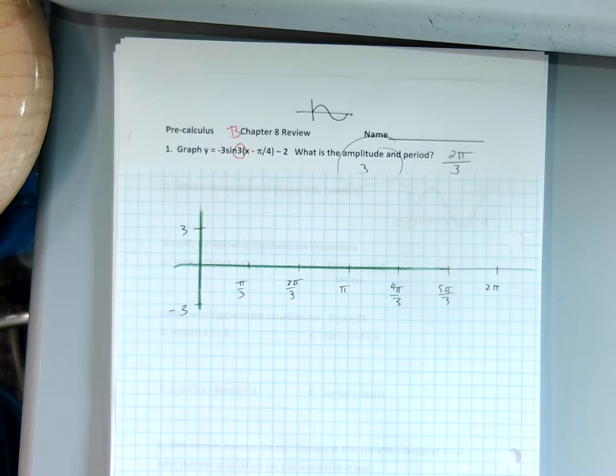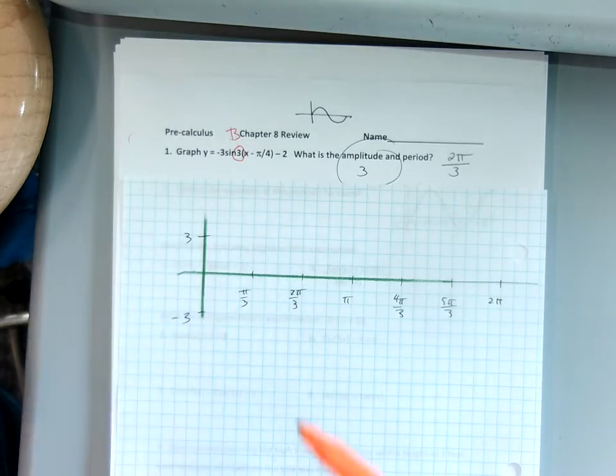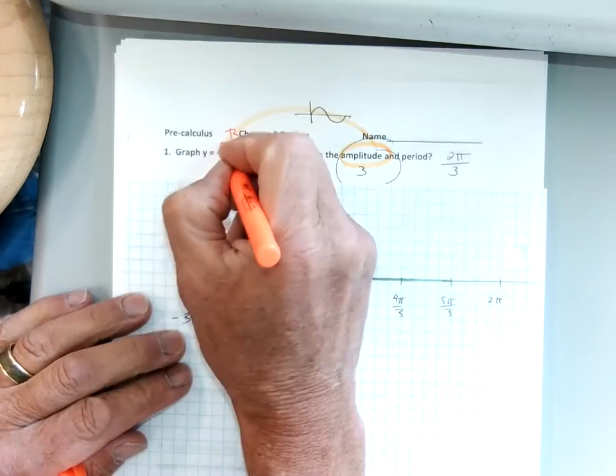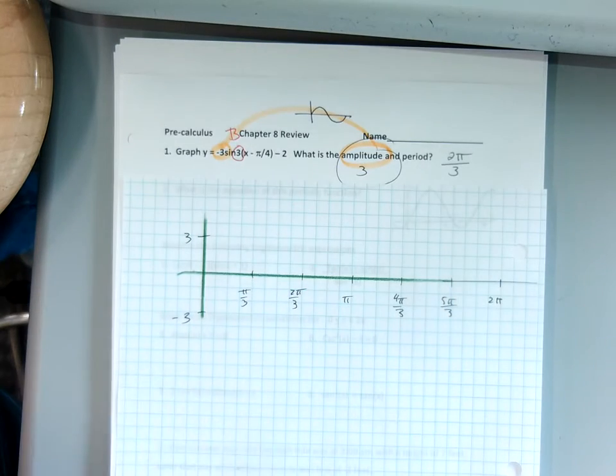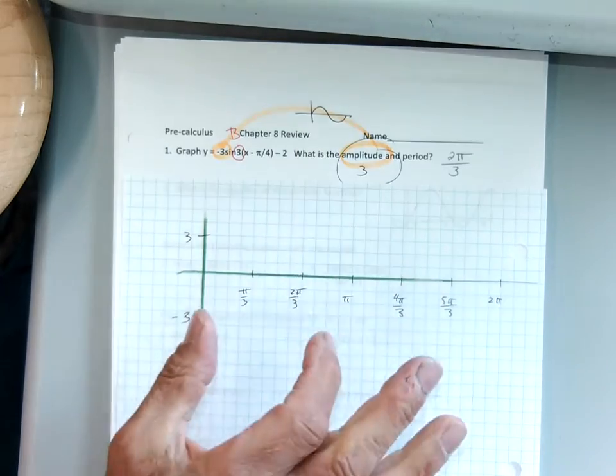Did you put the 3 under amplitude because it is amplitude? Right, so this is my amplitude here. In fact, I will highlight it for you. My amplitude comes from right there. And it's a negative, but amplitude is always like a distance, so it's positive 3, okay?